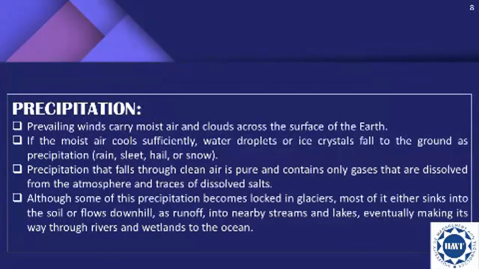The next process is precipitation. Prevailing winds carry moist air and clouds across the surface of Earth. If the moist air cools sufficiently, water droplets or ice crystals fall to the ground as precipitation. Precipitation that falls through clean air is pure and contains only gases that are dissolved from atmosphere and traces of dissolved salts. Although some of this precipitation becomes locked in the glaciers, most of it either sinks into the soil or flows downhill as runoff into nearby streams and lakes, eventually making its way through rivers and wetlands to oceans.